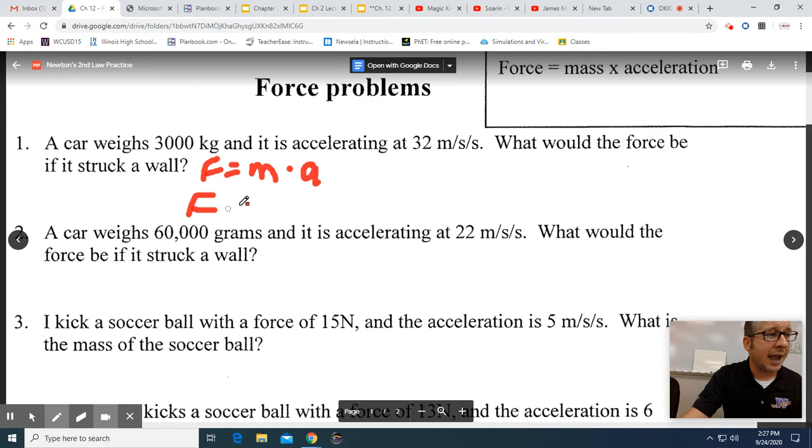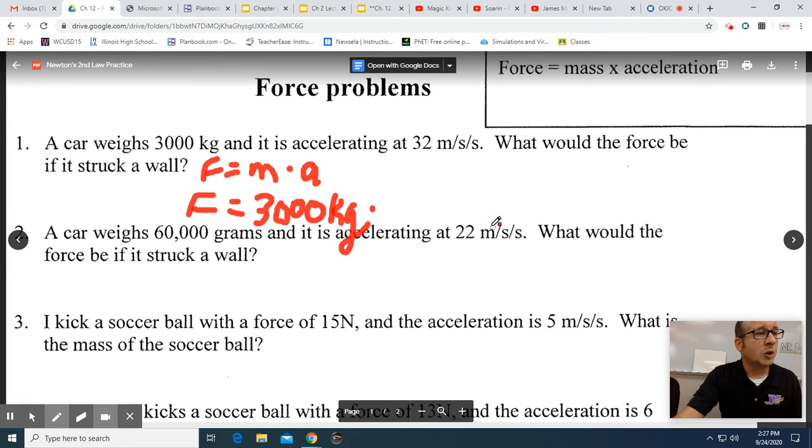So again, back at it. Force is equal to mass times acceleration. The mass is 3,000 kilograms, multiplied by the acceleration of 32 meters per second squared.